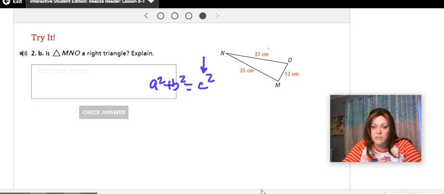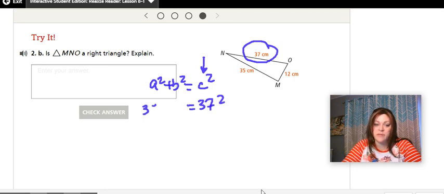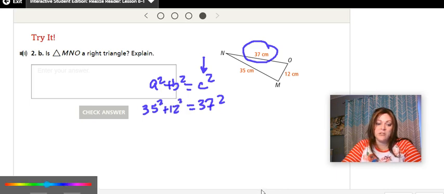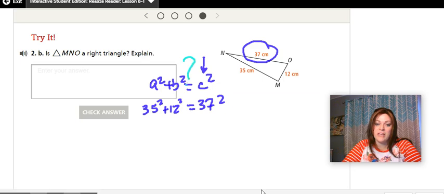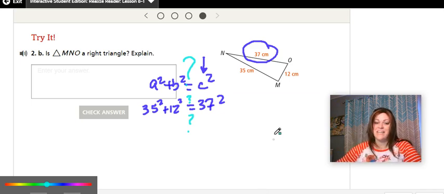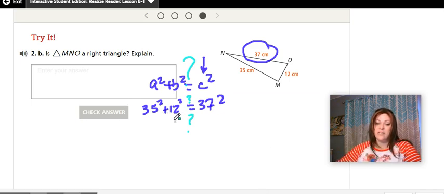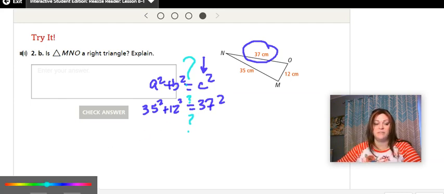So look through these. Oh, 37. That is the longest side. That has to be C. A and B are interchangeable. 35 squared plus 12 squared. And honestly, this is what you're trying to figure out. Are they equal? So you don't know. You're trying to figure out, are they equal? Work your math, figure it out, see if 35 squared plus 12 squared does equal 37 squared. If it does, it is a right triangle. If it does not, it is for sure not a right triangle.